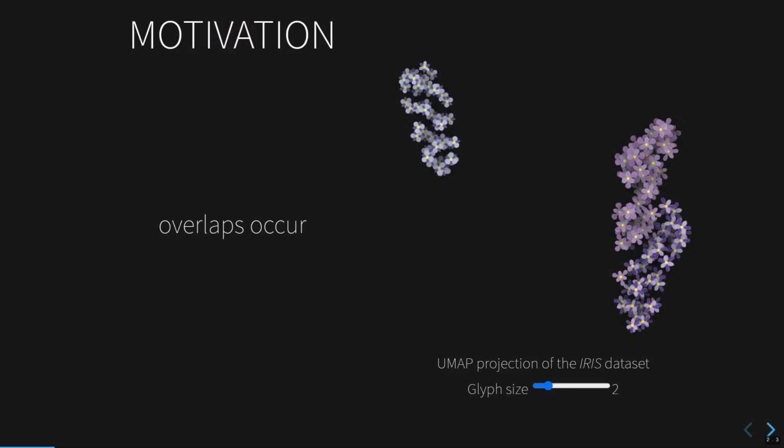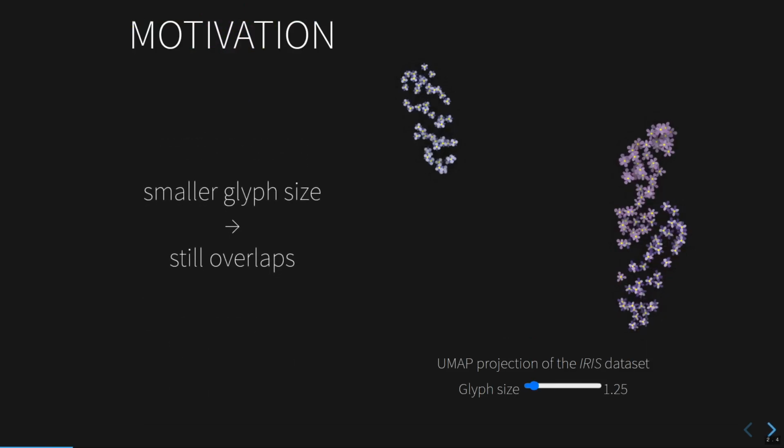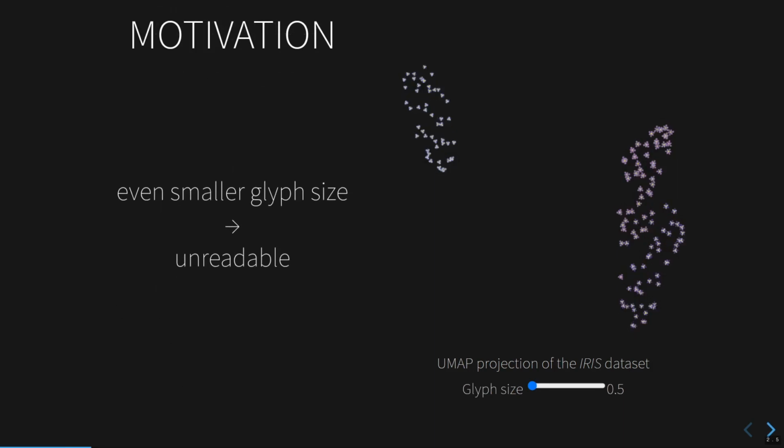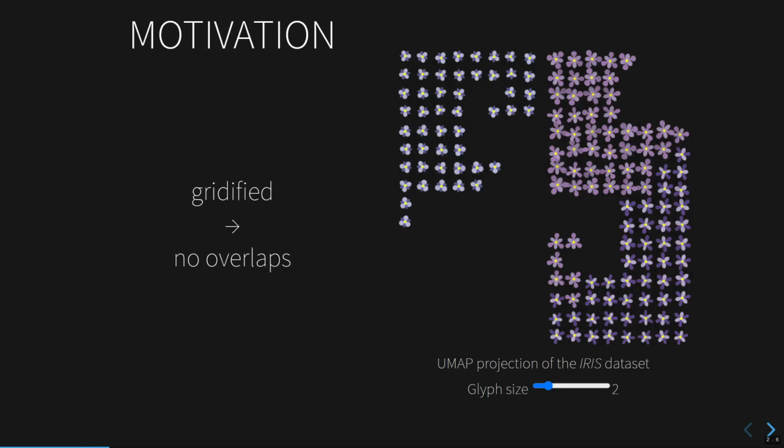With this size of the glyphs, overlaps occur. With a slightly smaller glyph size, overlaps still occur. With even smaller glyphs, the glyphs are not readable anymore and thus lost their purpose, and still a few glyphs overlap. If the glyphs are aligned on a grid, no overlap occurs anymore.